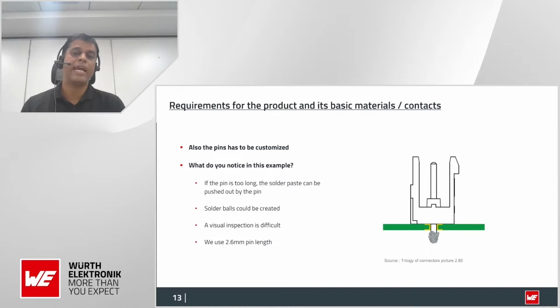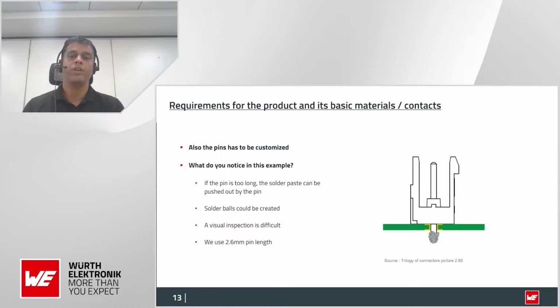So what could be the ideal length? When you talk about Würth Electronics, we normally maintain a 2.6 mm pin length. With this pin length, it can support a PCB thickness from 1.6 to 2.3 mm. This is the ideal thickness for the THR process.